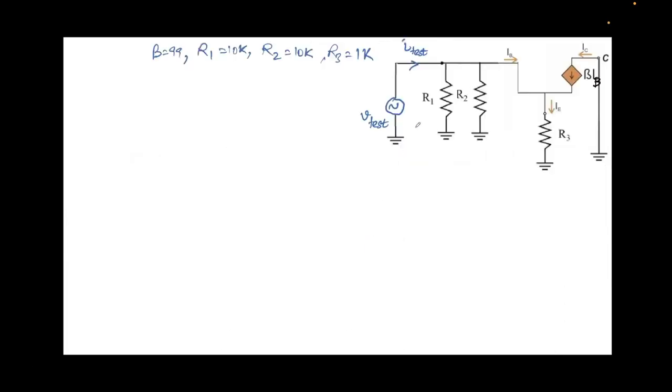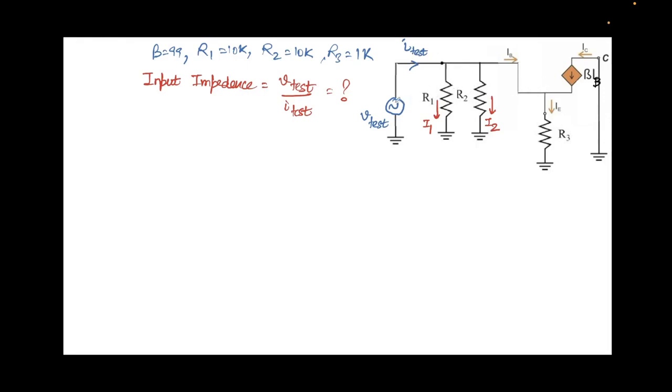Now, this is the final circuit diagram that we have over here, and these are the constants that were given to us in the problem itself. What we need to find is the input impedance, which is defined as V test over I test. We'll start with that, and first let's define a couple of currents which I've defined here. I1 is the current flowing through the resistor R1, and I2 is the current flowing through the resistor R2.